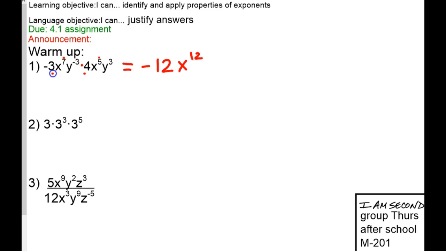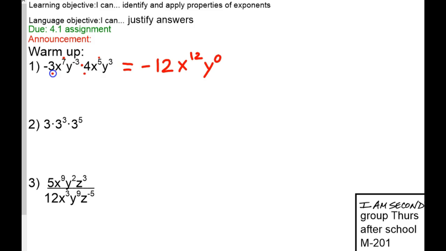And then our y's, now this is kind of tricky. I got a negative 3 and a positive 3. What's negative 3 plus positive 3? 0, right? So I'm going to have a y to the 0. Write this down with me. Now, if you write y to the 0, that's okay, but we don't need it.